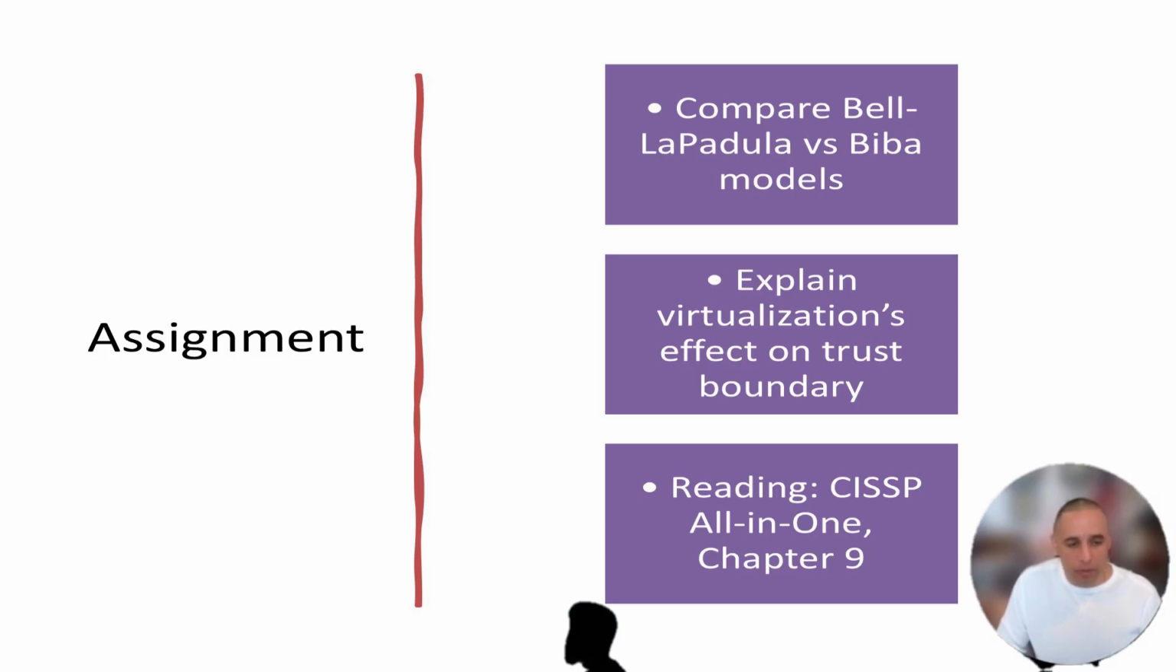For some additional reinforcement, I do encourage you to please read Chapter 9 of the CISSP All-in-One Guide. This chapter will deepen your understanding of security models, operating system security, and related best practices. Take your time with these tasks. They're meant to help you think critically and connect theory to real-world applications. If you have questions or need clarification, feel free to reach out or bring them to our next session. In our final slide, I'll share some closing thoughts to wrap up today's lecture.